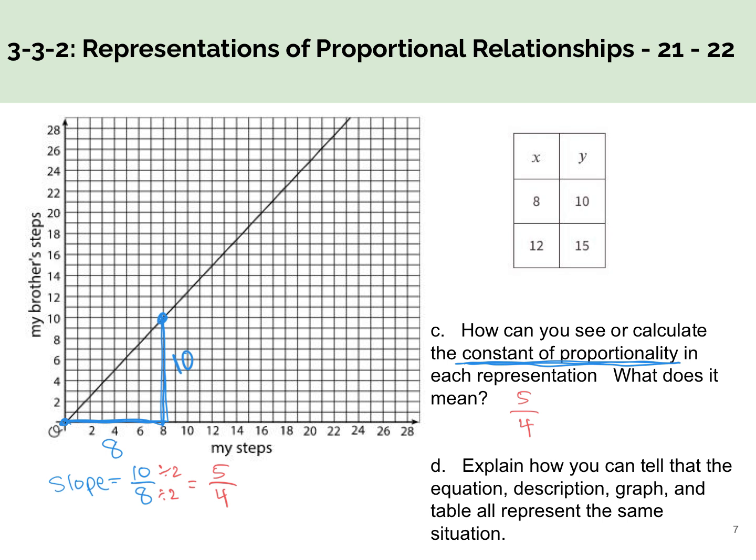Now it says, okay, what does it mean? So 5 was the Y stuff. 5 was Noah's steps. So for every 5 steps of Noah, Jada has 4 steps.